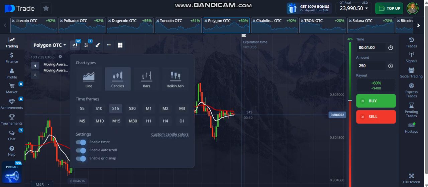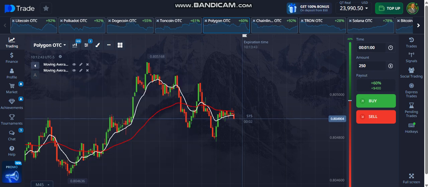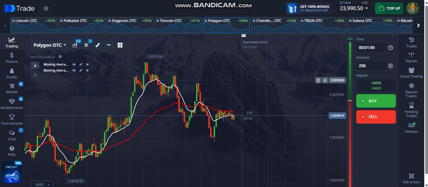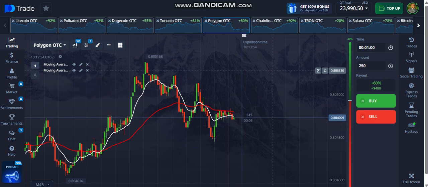In addition to that, I'm going to be setting my candles to 15 seconds, regular Japanese candles, and I will be doing 1 minute trades. So I set my trade expiry to 1 minute. Okay. So I'm going to pause the video and look for a setup.